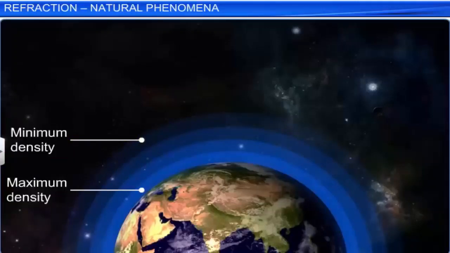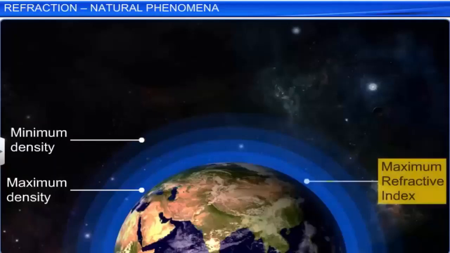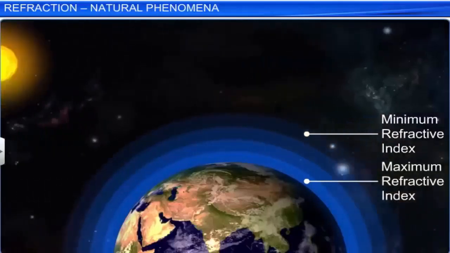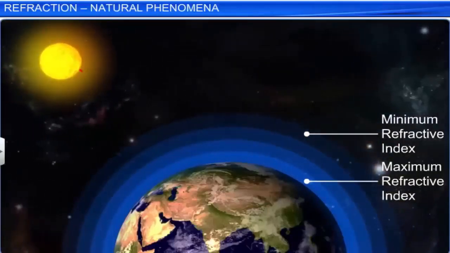When an oblique light ray from a heavenly body like the Sun enters the atmosphere, it continuously moves into regions of high refractive index and hence bends towards the normal. This bending of light through atmospheric air is known as atmospheric refraction. When the Sun is directly overhead, atmospheric refraction is 0, as the Sun's rays are incident normally.